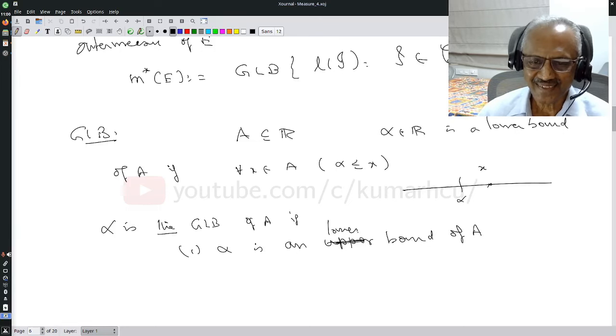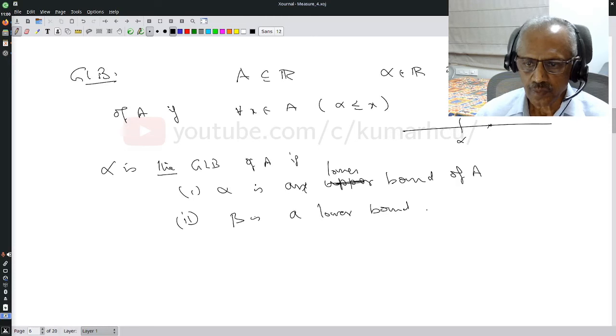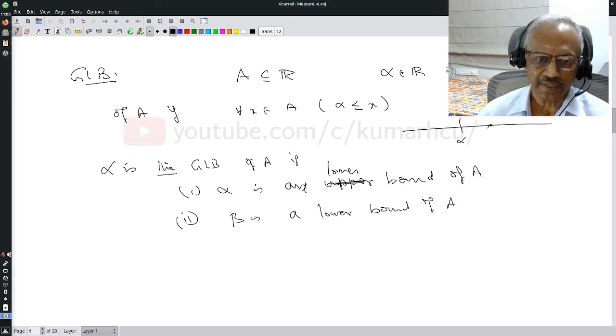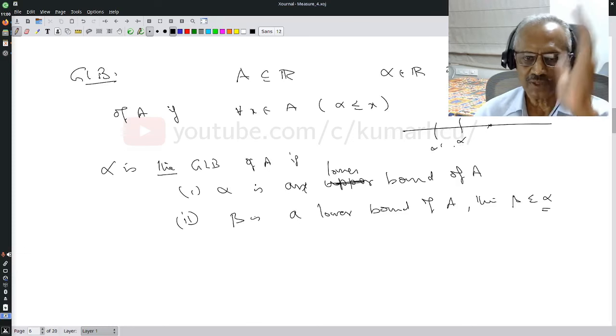One, alpha is a lower bound of A, and two, usually I define GLB, so it comes out very naturally: if beta is a lower bound of A, I want alpha to be the greatest among all the lower bounds, so it should be bigger. So what should be the relation? Then beta is less than or equal to alpha. You understand that? If alpha is this, then alpha dash less than alpha is also a lower bound for A. A must be somewhere here. So what I want to say is choose the one which is the maximum in some sense, intuitively, the biggest among all lower bounds.